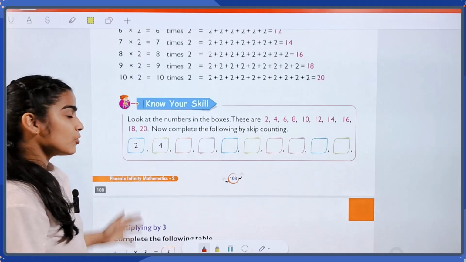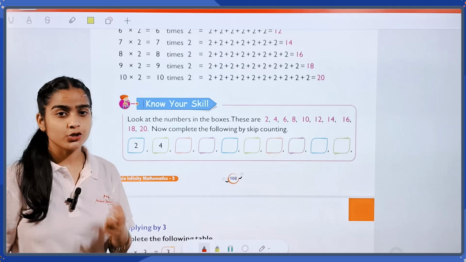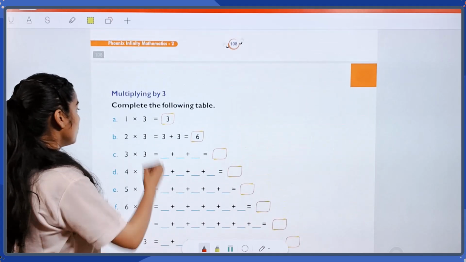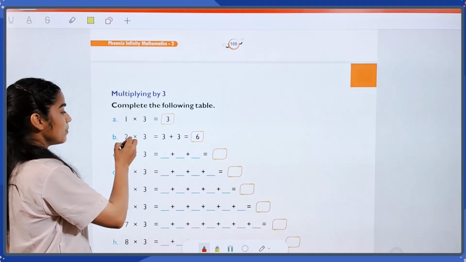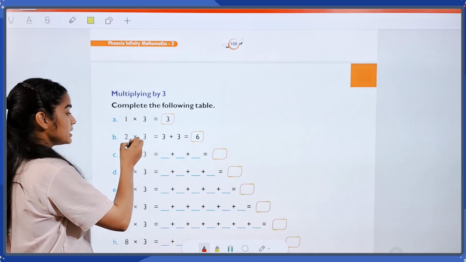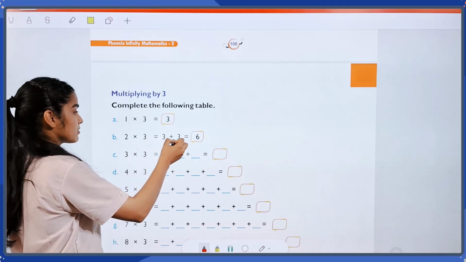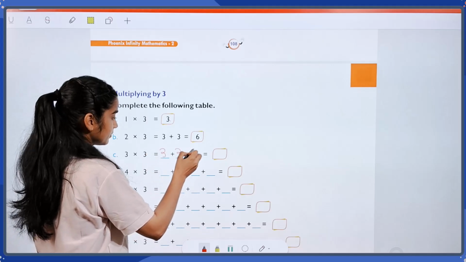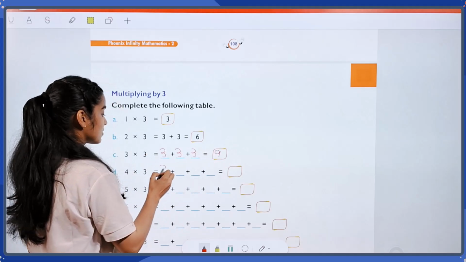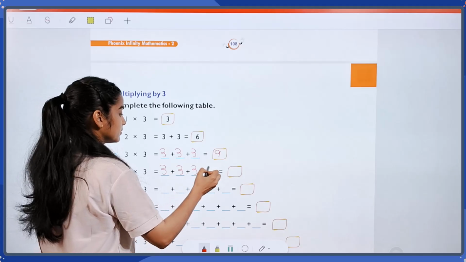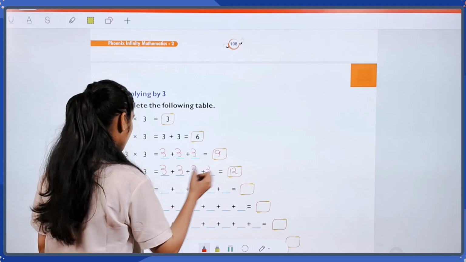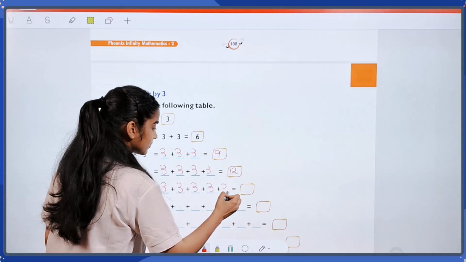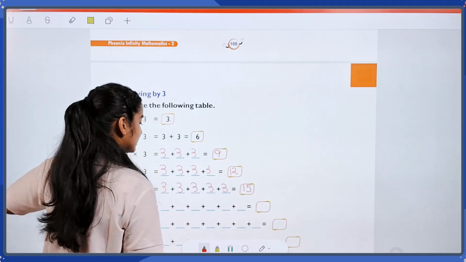Now again, Know Your Skills. So all of you know what you have to do here. Now multiplying by 3. 1 multiplied by 3 is 3. 2 multiplied by 3, that means 2 times 3, 3 plus 3 is 6. Now 3 times 3 is 9. 4 times 3 is 12. 5 times 3 is 15. So students, my little champs, what you have to do?